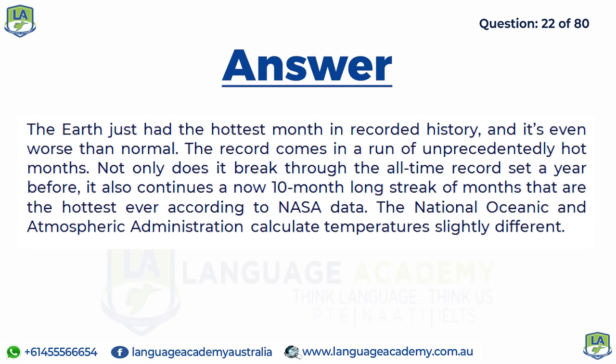The Earth just had the hottest month in recorded history. And it's even worse than normal. The record comes in a run of unprecedentedly hot months. Not only does it break through the all-time record set a year before, it also continues a now 10-month-long streak of months that are the hottest ever according to NASA data. The National Oceanic and Atmospheric Administration calculates temperatures slightly differently.